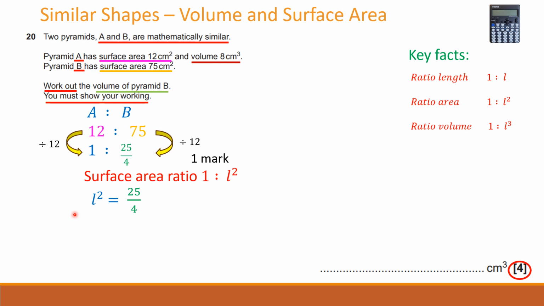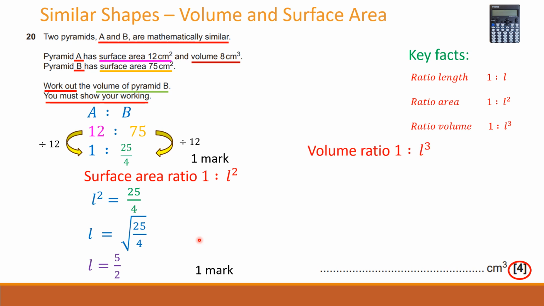Now to get L on its own, we need to get rid of this squared term. The opposite of squaring is square root, so I've got to take the square root of 25 over 4. We could use surds and simplify this separately, so this is the same as the square root of 25 divided by the square root of 4. The square root of 25 is 5, the square root of 4 is 2, which is 5 over 2 for 1 mark. So we've got half our marks so far: 1 for working out the ratio between the 2 surface areas, and 1 for working out the length ratio, which would be 1 to 5 over 2.